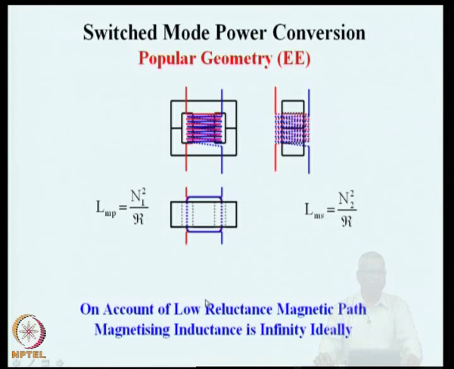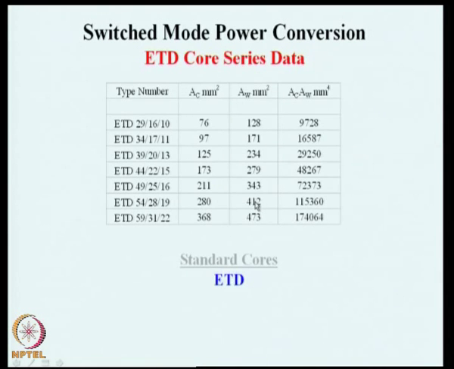On account of this low reluctance magnetic path, the magnetizing inductance is really infinity. So, ideally, it will not draw any current to magnetize the core, or if you draw a finite amount of current, the magnetic flux is established and the energy stored in the transformer is practically 0. This is one of the points that we have seen.